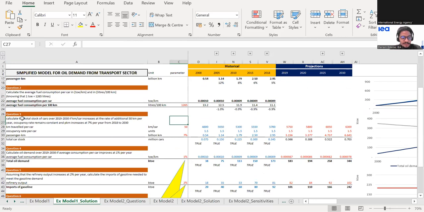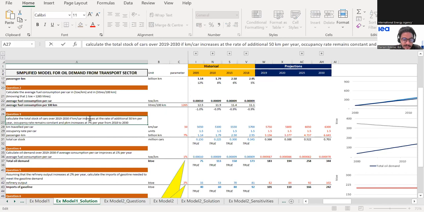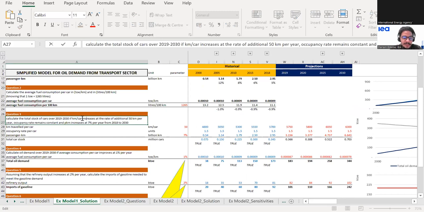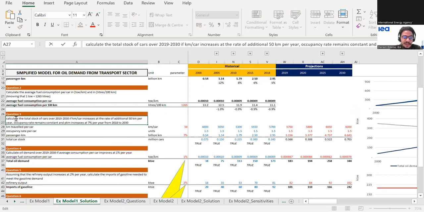Question 3, calculate the total stock of cars over this period 2019-2030. So here we are starting to anticipate the future. And in order to do that, the question asks us to use specific assumptions. We are told, and this information can come from different assumptions, reasoning, etc. In this case, we anticipate that the kilometers traveled per car are increasing 50 kilometers per year. So it means that people in this country, that could be, for example, Rwanda citizens, are more and more traveling, because every year on average, each car is traveling 50 kilometers more.